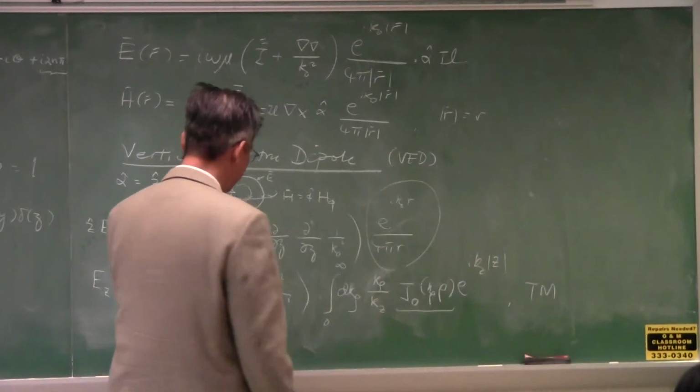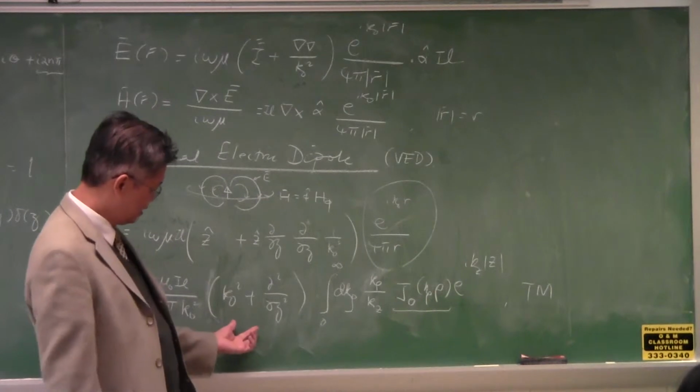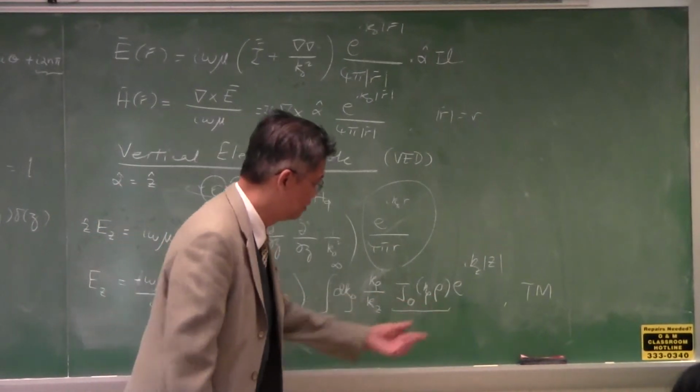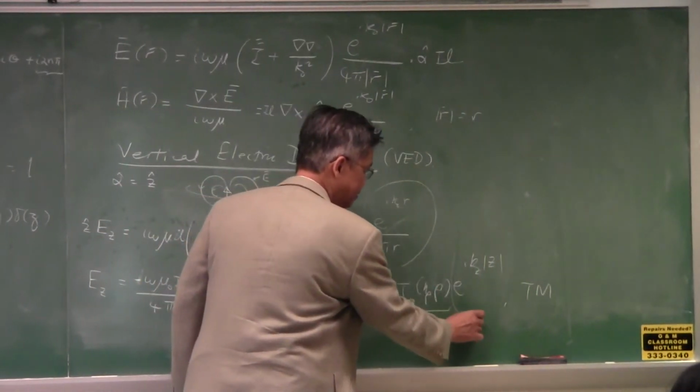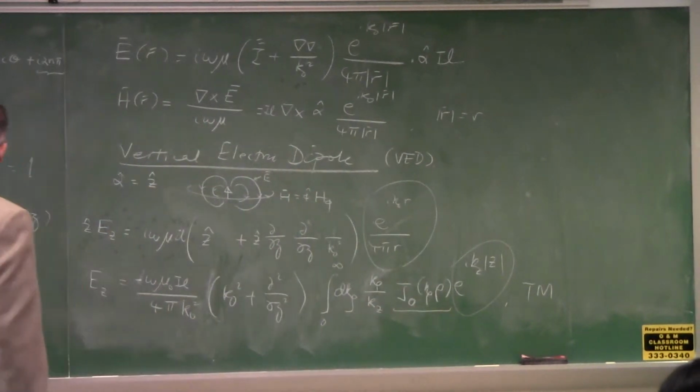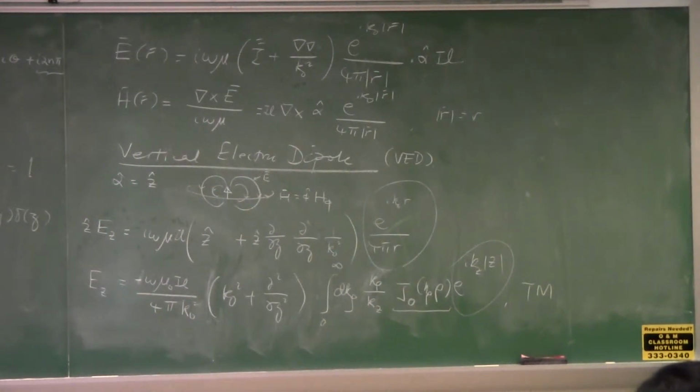Now if I were to bring this operator inside, it can just operate on this. You can just operate on that. What would partial squared partial z squared do when it operates on that function over there? Kz squared. Yes? Kz squared, right?